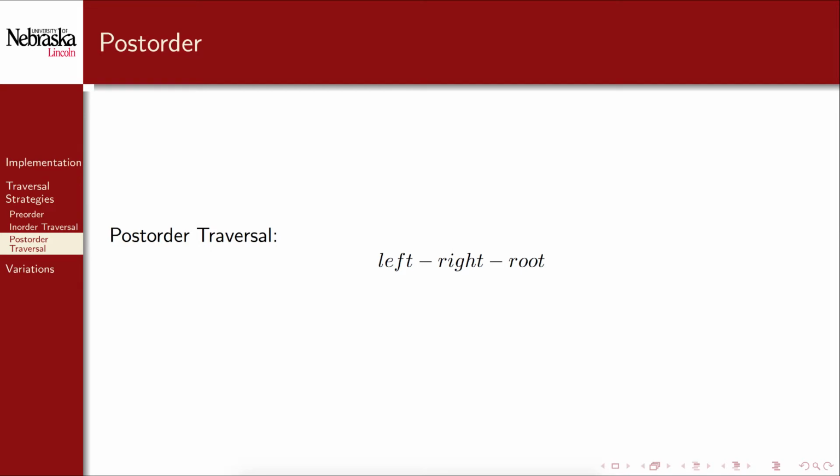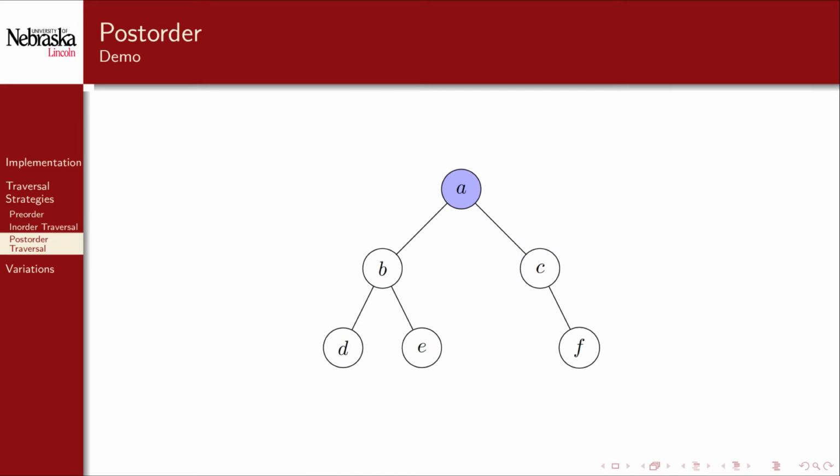Our final traversal strategy is postorder, in which we visit the left and right before we process the root. Here's a demonstration. We start at the root and then traverse left, and then left again. Since there is no left child nor right child for D, we process it. We return to B, but we don't process it right away. Instead, we go to its right child first and process it. And since E has no left or right child, we go ahead and process it. And then finally process B.